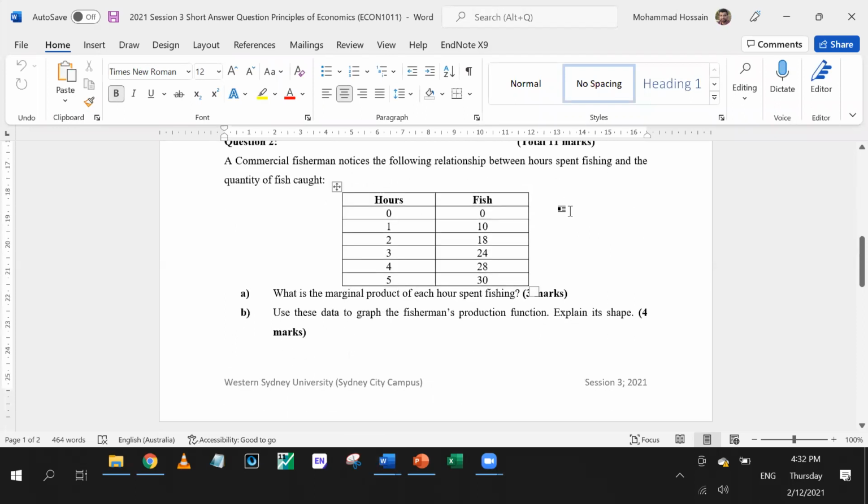Question number 2. Here they're giving you some data about hours of fishing. What is the marginal product of each hour spent fishing? How do you calculate marginal? Every 1 extra hour, how much extra fish are you getting? So 0 hours, 0 fish. 1 hour, 10 fish. 2 hours, 18 fish. What about the second hour? 8 fish in the second. Third hour, you can see 6. 4th hour, 4. 5th hour, 2.